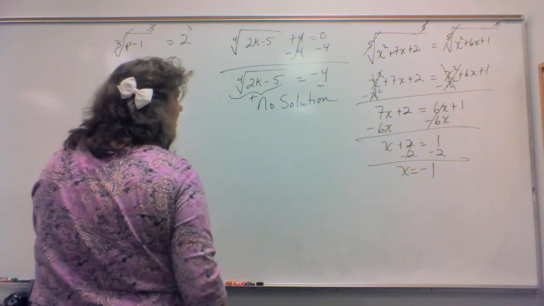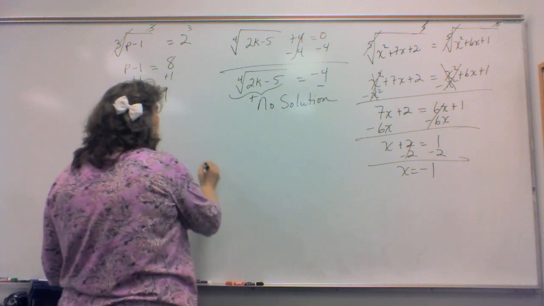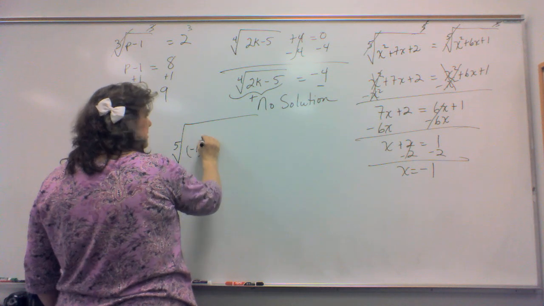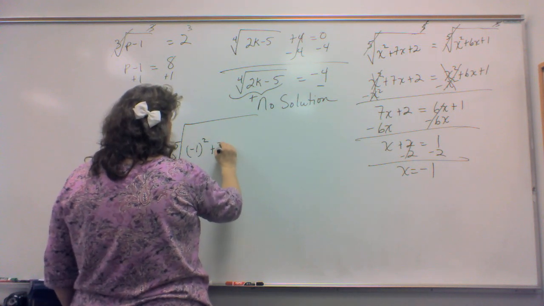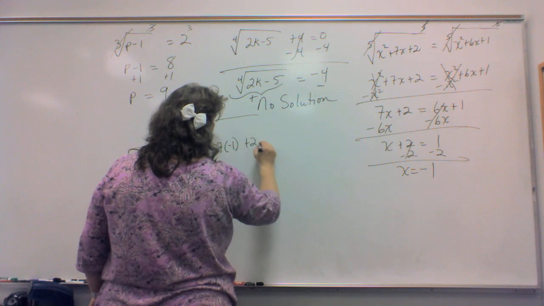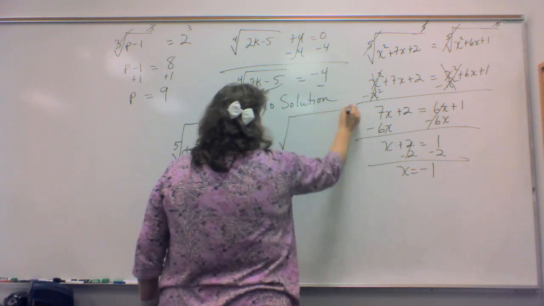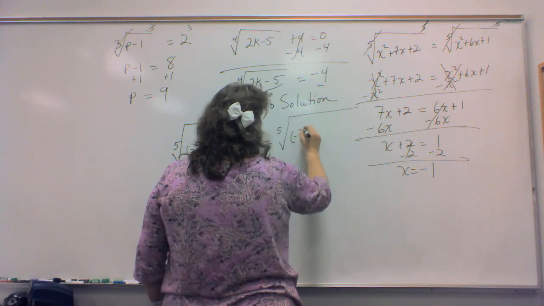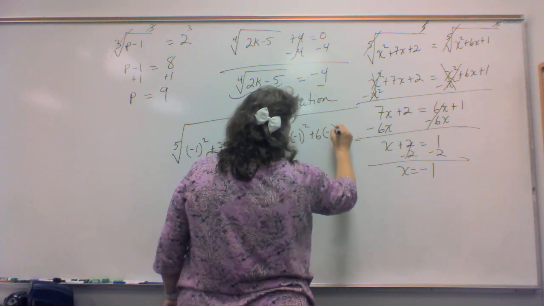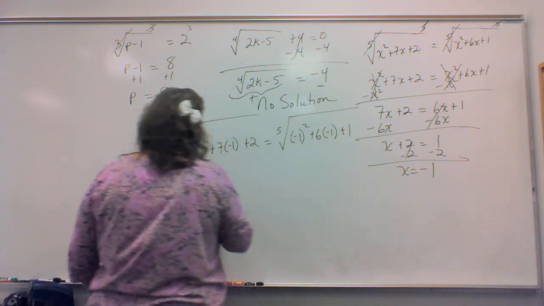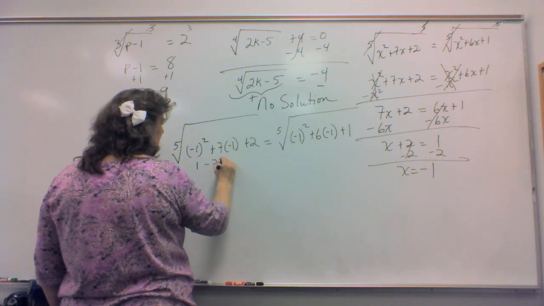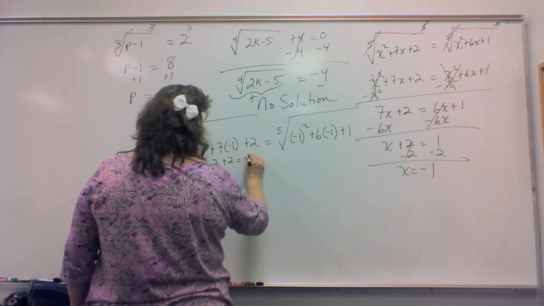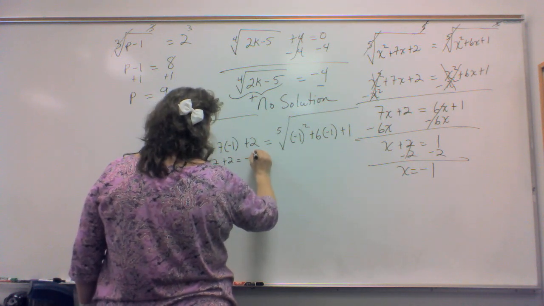Now, we can check it by simply putting it back in. So, the fifth root of negative 1 squared plus 7 times negative 1 plus 2. Does this equal the fifth root of, not 6, negative 1 squared plus 6 times negative 1 plus 1? Well, this is 1 minus 7 plus 2. That's going to give you a negative 4.